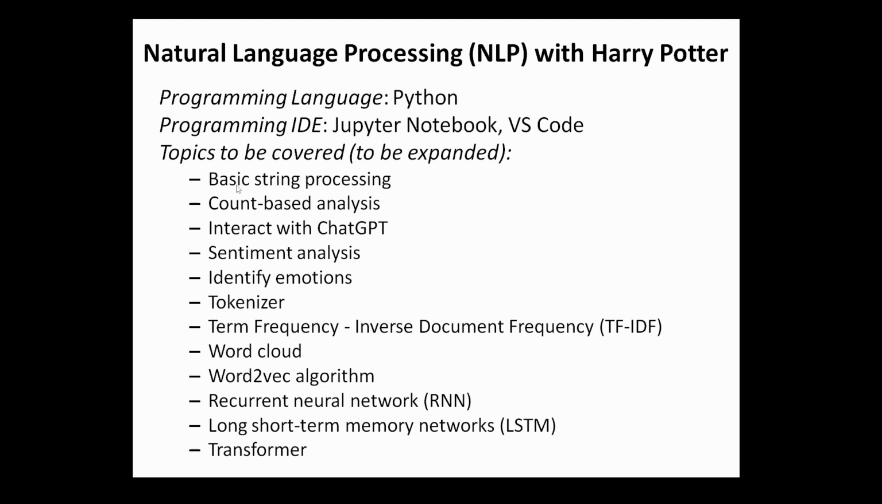Some topics include basic string processing. This is where I will talk about how to use Python to do some basic string processing. Count-based analysis is where we can do some analysis based on word count. For example, we can compare the length of each book or each chapter. We can also compare how many times Harry occurred in the novels or how many times Potter occurs in the novel. I'm also going to talk about how to interact with ChatGPT in Python.